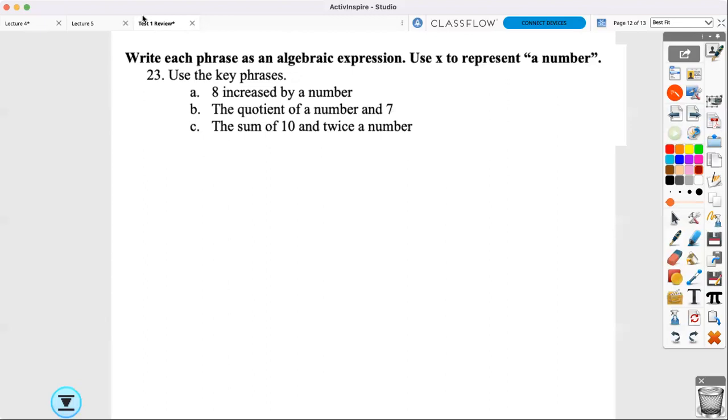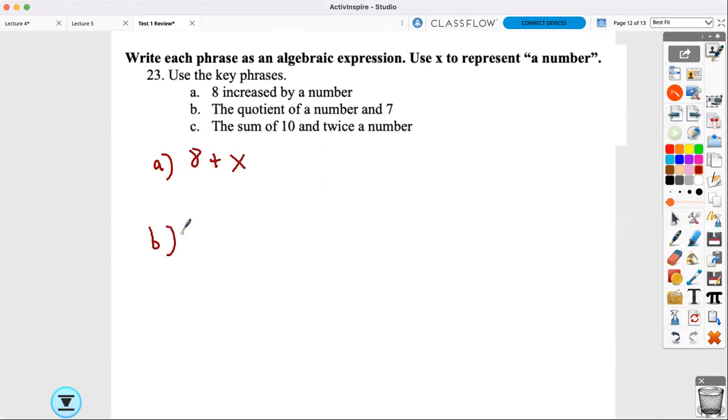All right, guys, so help me out with A. A is 8 increased by a number. What expression is that? 8 plus x. 8 plus x, that's correct.